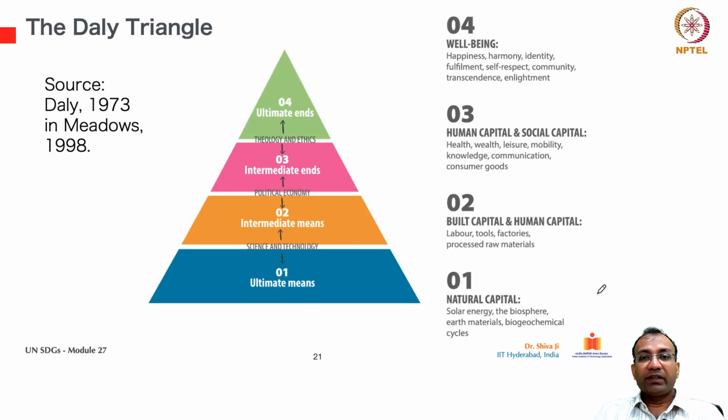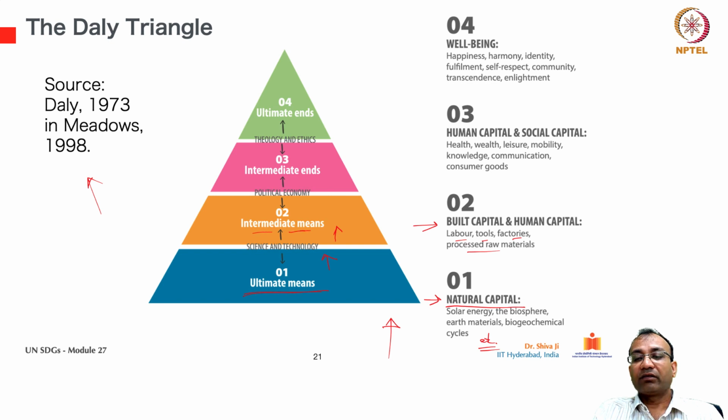So here we will see some more narratives. You see this triangle, sourced from here, which talks about level 1. If you see at the bottom, natural capital, right? Solar energy, the biosphere, earth materials, biochemical cycles, etc. They compose this natural capital, right? And these provide the ultimate means, and from here we go about science and technology, and we make our own human capital or built capital. You can see it over here: labor, tools, factories, infrastructure, things, processed raw materials, etc. Those are all products of human intervention, right?